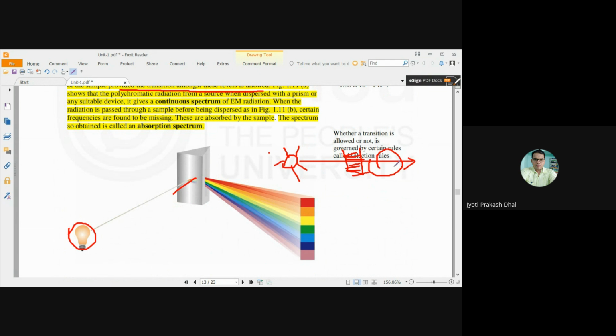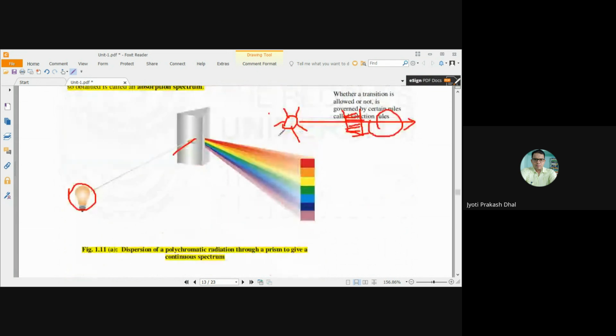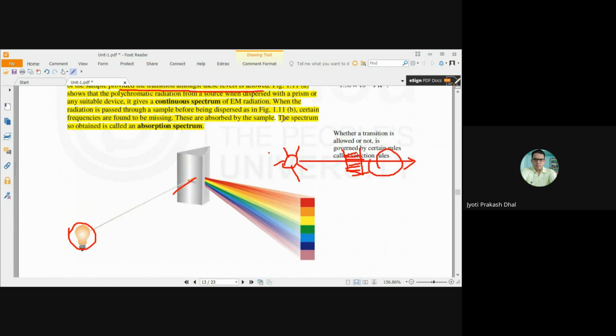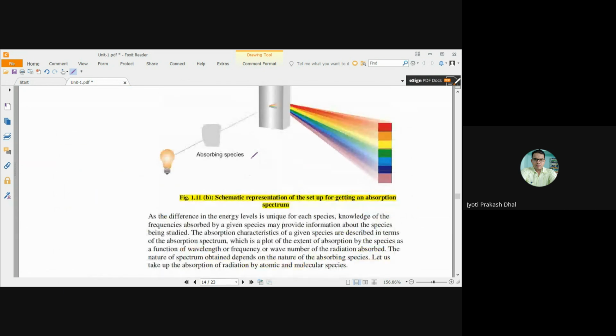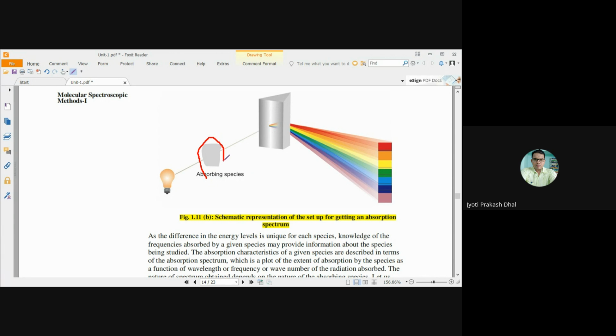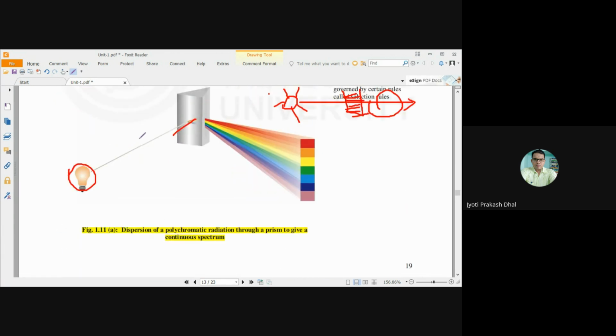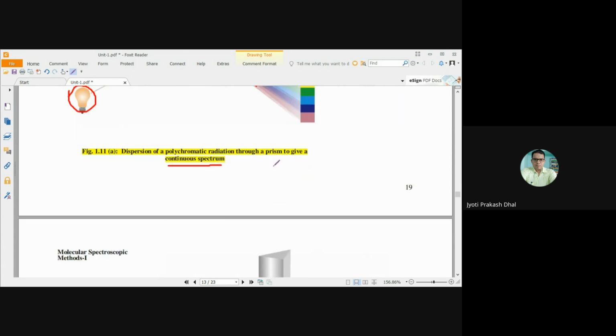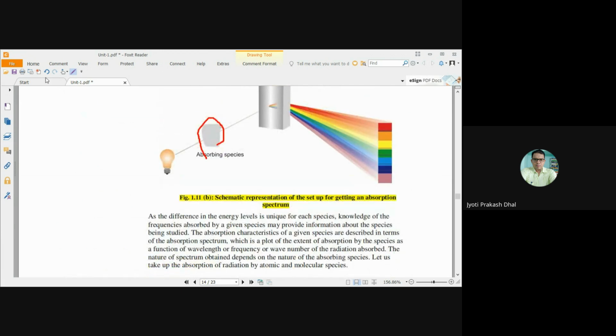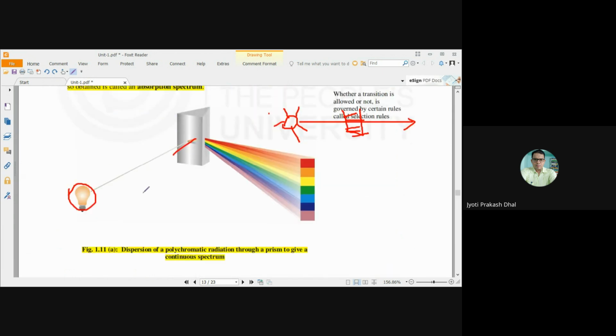So here in figure 1.1a, this is the absorbing species. When an absorbing species is not there, we will find a continuous spectrum. Continuous spectrum means all types of electromagnetic radiation will be present, but here some absorbing species is there.